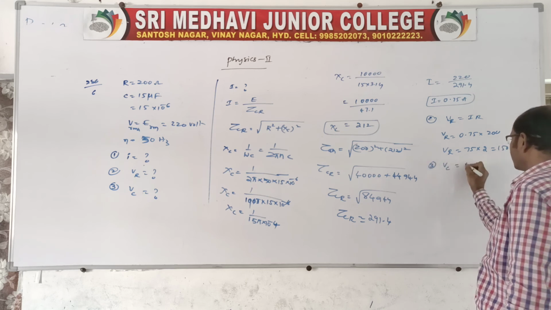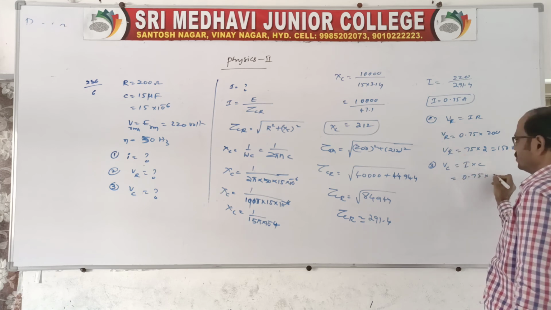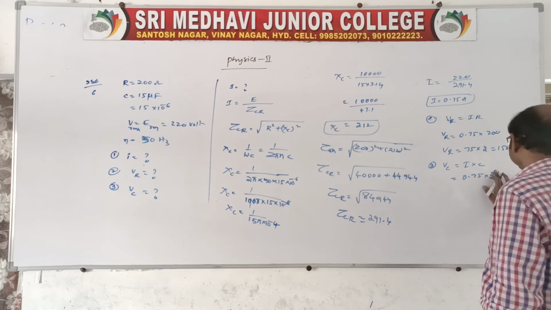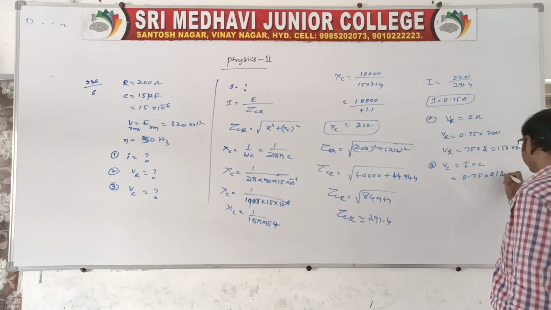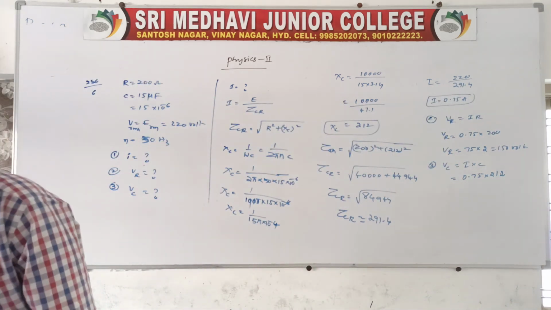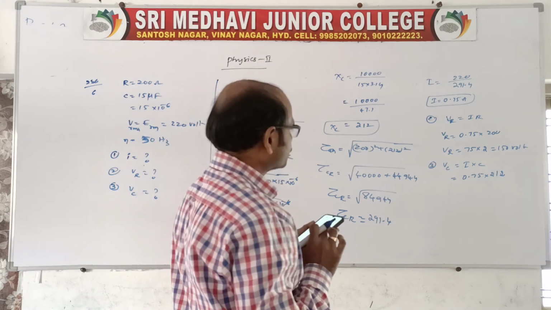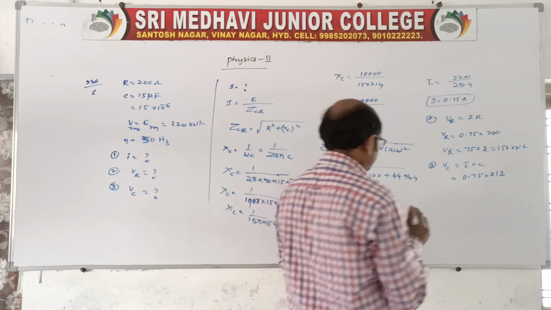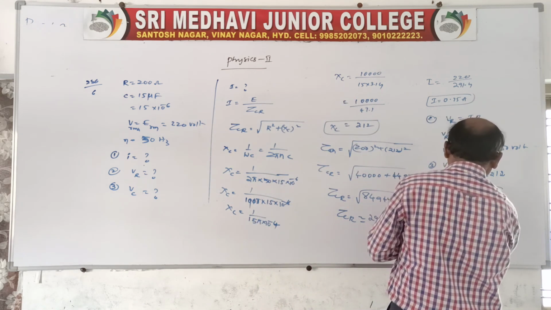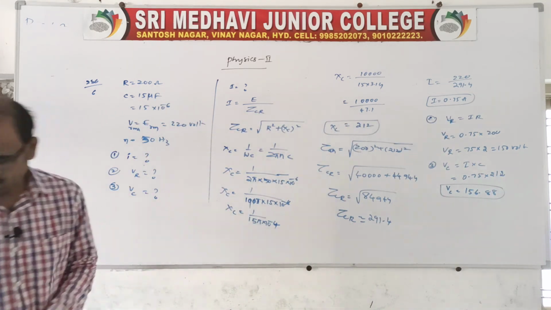See, VC is equal to I into XC. I is 0.75 into 212, no? Yes, you're right, 212. So better we take the calculation part. Look here, 0.75 into 212. So it is maybe VC is equal to 156.88. Clear, no? So this is what it is, the final.